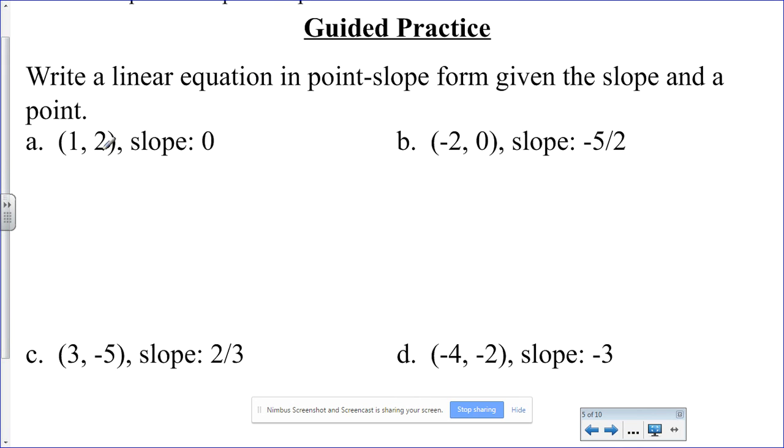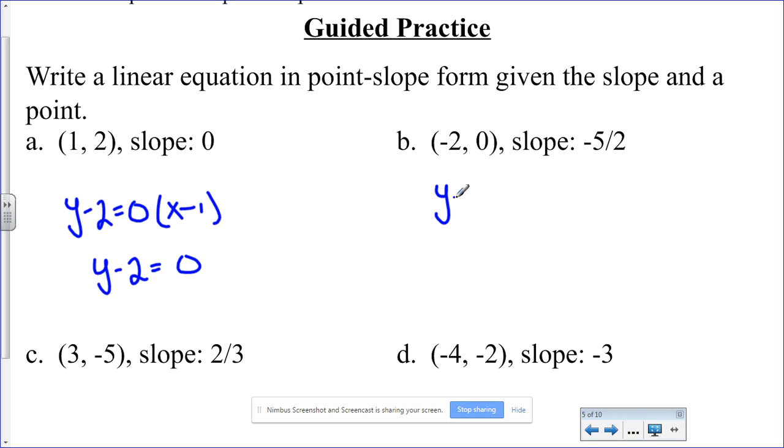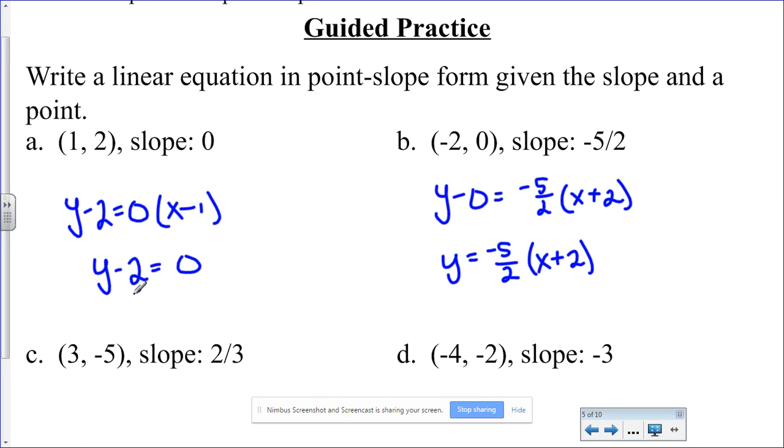Okay, so when you check your answers here, we have y minus 2 equals 0 times x minus 1. This one's a little special because I have a 0 out front. So I really have y minus 2 equals 0 because 0 times anything will be 0. For b, we have y minus 0 equals m times x minus negative 2, which becomes a plus 2. The only thing I would change here is we don't really need to write the minus 0. So we could write it as y equals negative 5 halves times the quantity x plus 2.